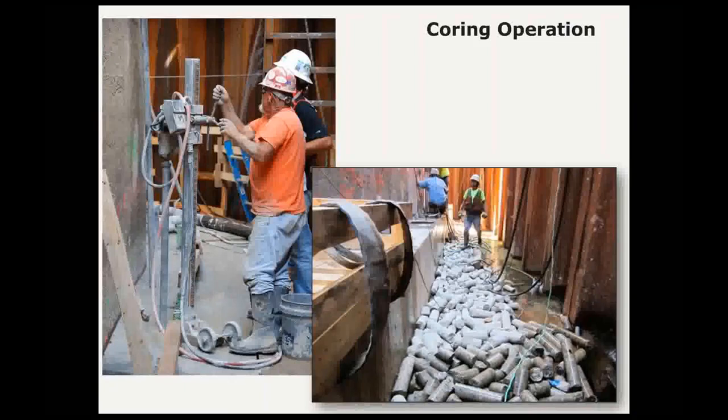So the average progression of the coring was about 4.5 feet per hour. And if you look at the picture on the right with all the extracted cores, you can see how many feet of coring that involved. So this was a slow process to get all these holes drilled and the rebar installed.